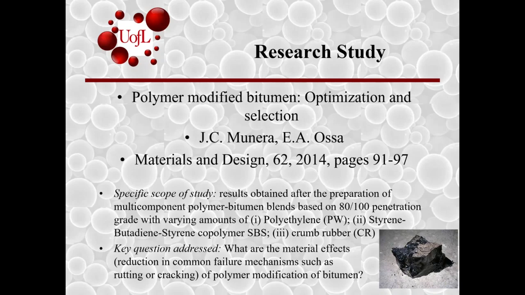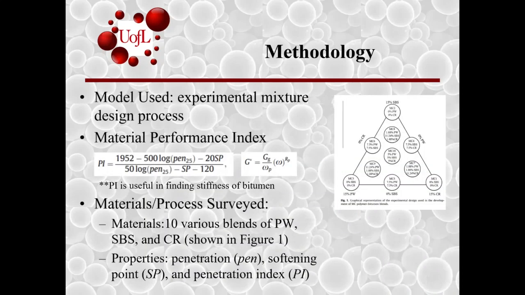The key question addressed in this was, what are the material effects, such as reduction in common failure mechanisms like rutting or cracking, of this polymer modification, so adding different amounts of PW, SBS, and CR of bitumen. The methodology for this was an experimental mixture design process. They looked at these various blends, these MC blends, shown in figure 1 on the right, which has various percentages of your PW, CR, and SBS.